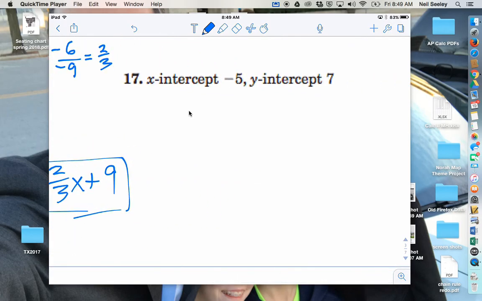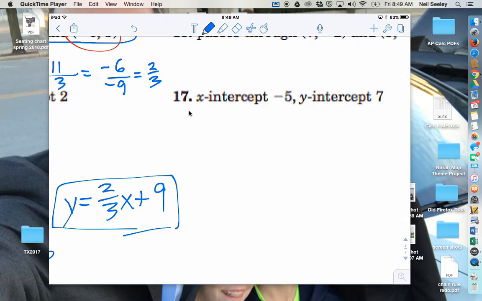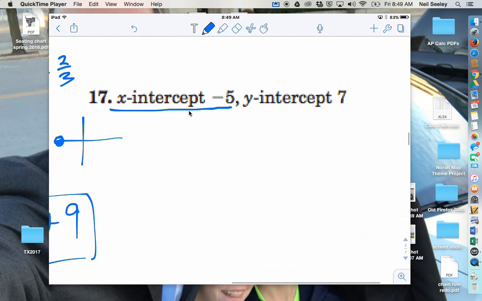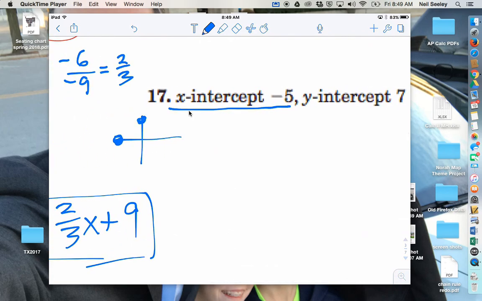where they give you the intercept and you think, oh, this is different, it's harder. But those are actual points themselves. The x-intercept, remember, is where it crosses the x-axis, and it's hitting -5 right there. And then the y-intercept of 7 is a point on the y-axis there. Those are coordinate points. You can actually write the x-intercept as (-5, 0), and the y-intercept as (0, 7), and do what we just did on the last problem.